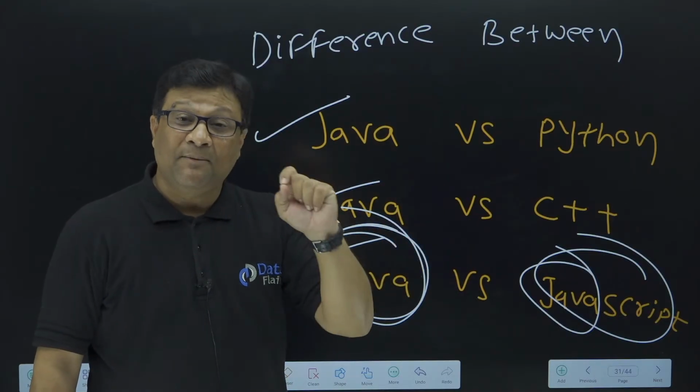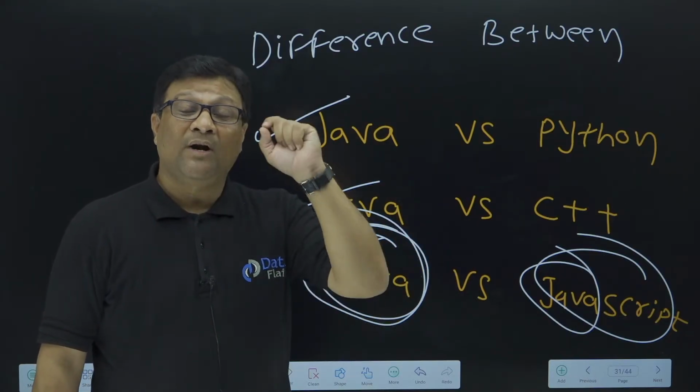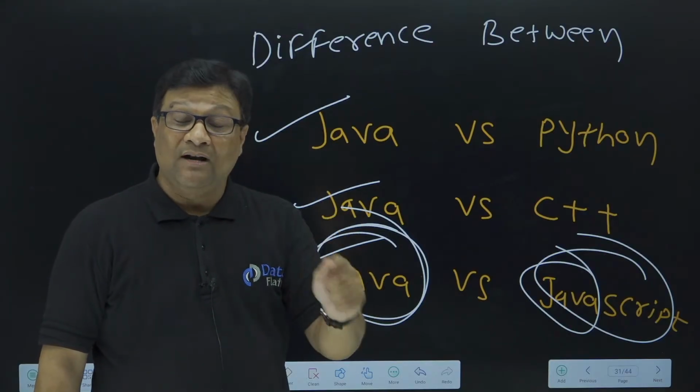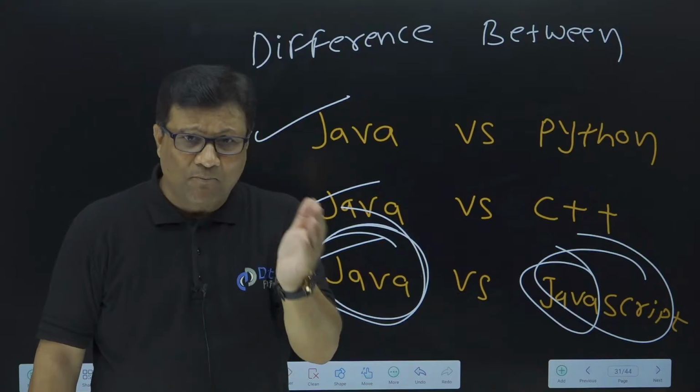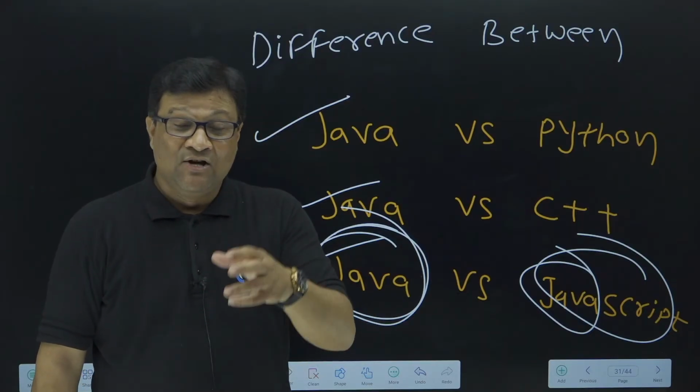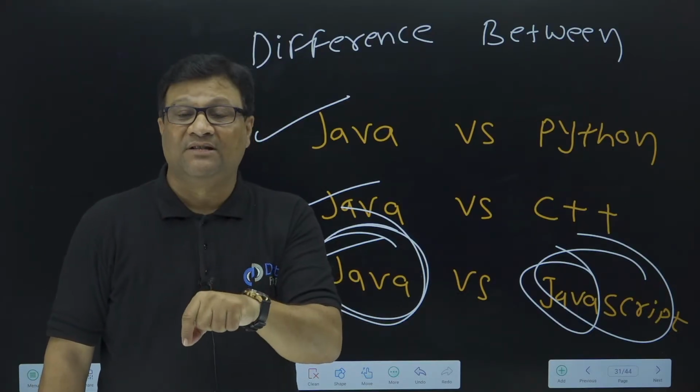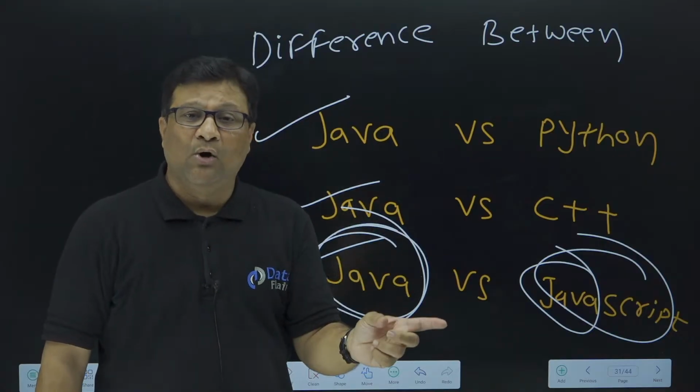It is executed by the browser. You were not allowed to write JavaScript code to run outside the browser earlier, but now we have a version called Node.js, which is a combination of C++ and the V8 engine. So with Node.js, it is now possible to run JavaScript code even outside the browser.